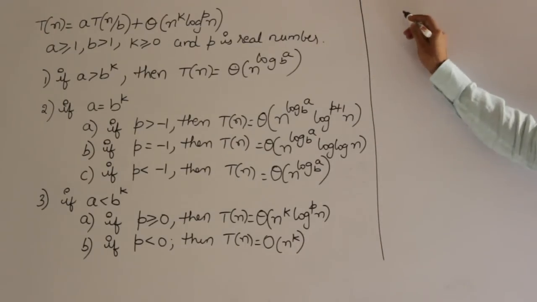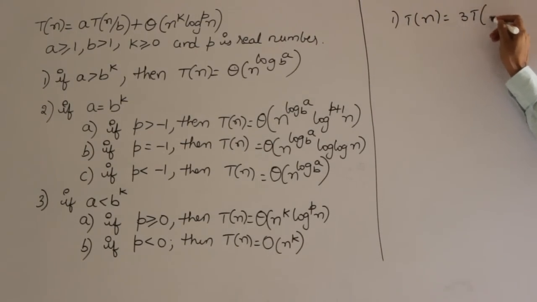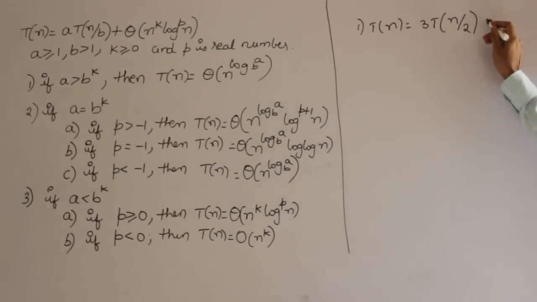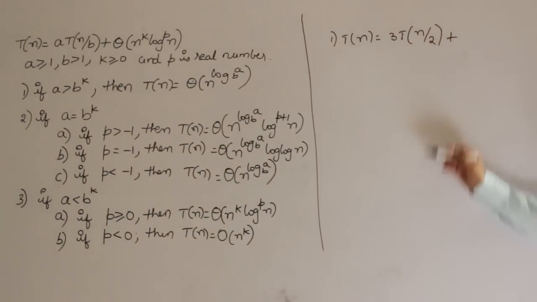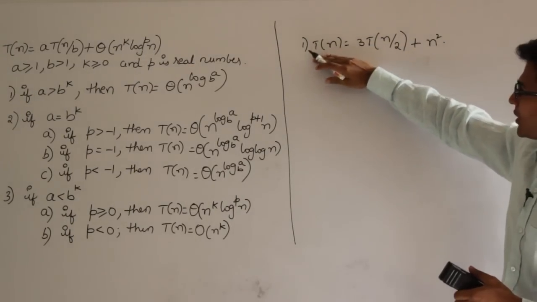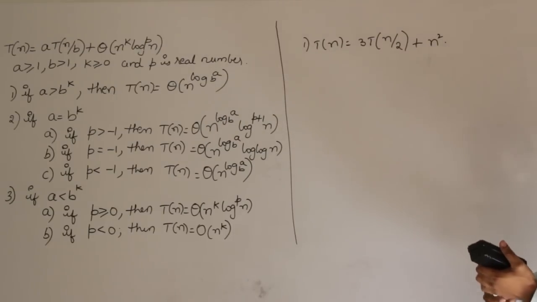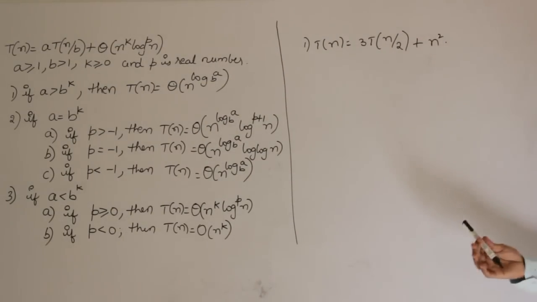Problem number 1 is T of n equal to 3 into T of n by 2 plus n square. Whenever you get any equation, see whether it is in the required form or not. Identify what is a, what is b, what is k, what is p.